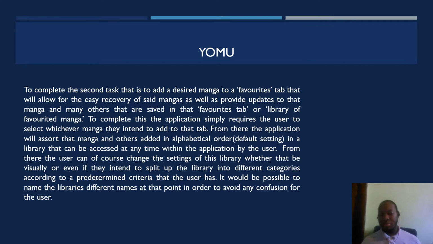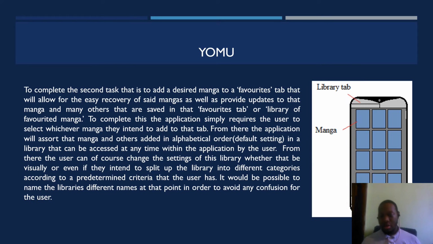It would be possible to name the libraries different names at that point in order to avoid confusion for the user. Meaning, if it's a sci-fi tab, they could name the library sci-fi instead of all the libraries being named favorites or libraries per se. So they can name it sci-fi, they can name it adventure, or any kind of genre that is available for mangas, or anything they want really.